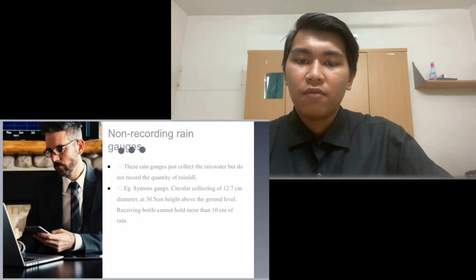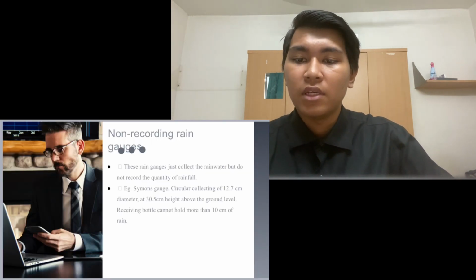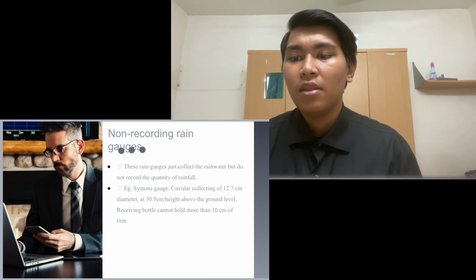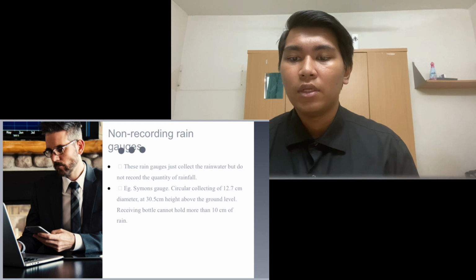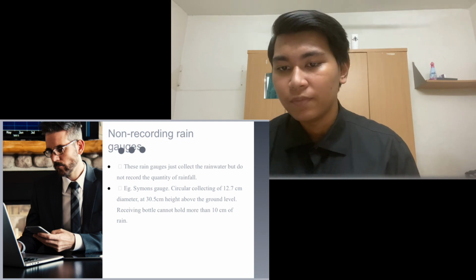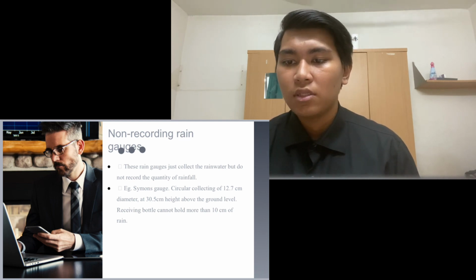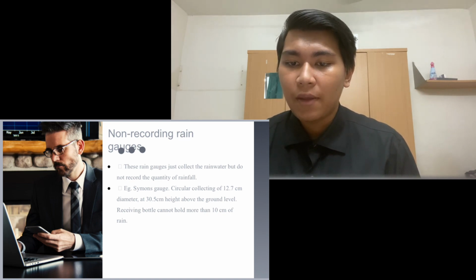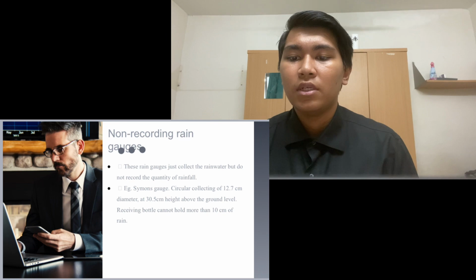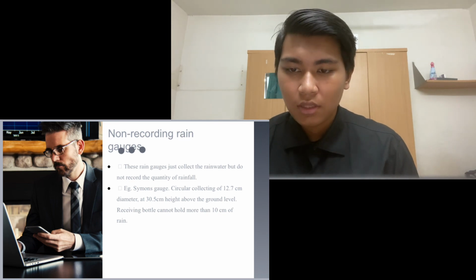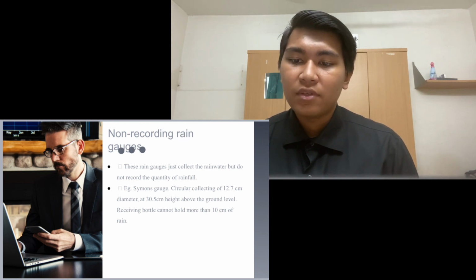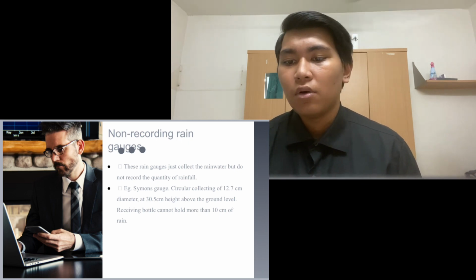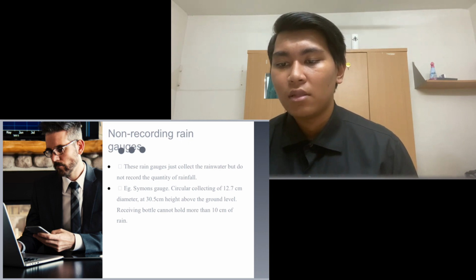So first is non-recording rain gauges. These rain gauges just collect the rainwater but do not record the quantity of rainfall. Example, Symons gauge, a circular collector of 12.7 cm diameter at 30.5 cm height above the ground level. The receiving bottle cannot hold more than 10 cm of rain.